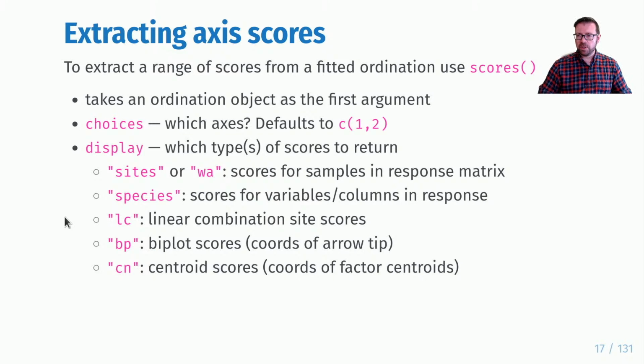And for a lot of the functions, you don't necessarily have to use scores, but if you use plot, you can set the axes through the choices argument, and you can also set what scores you want to display on the diagram using the display argument. So these arguments get passed on to scores. So you'll find them as arguments to lots of the vegan plotting functions and other functions.